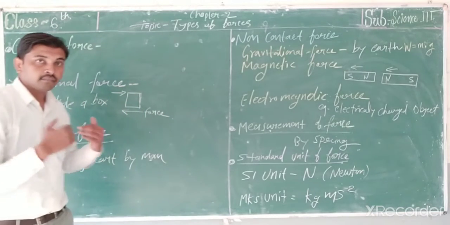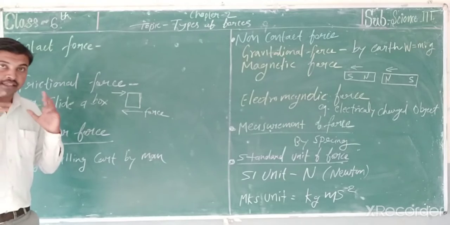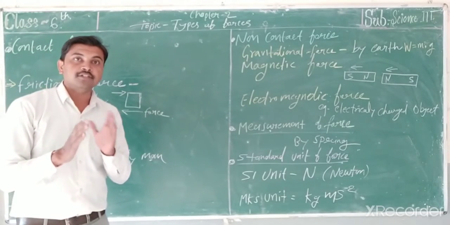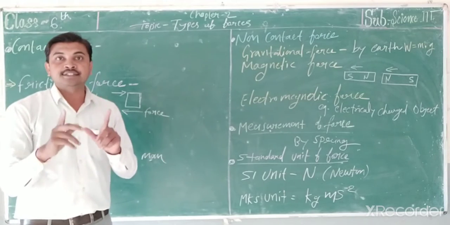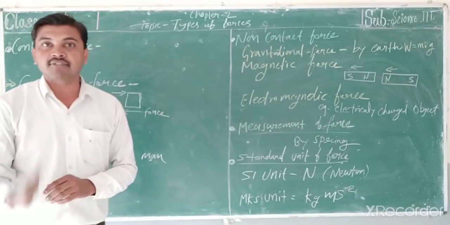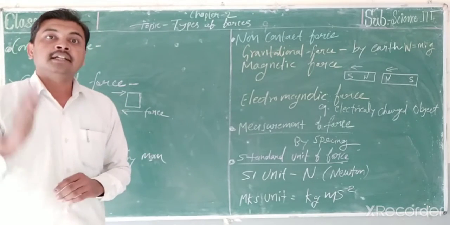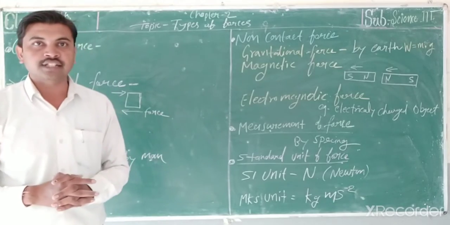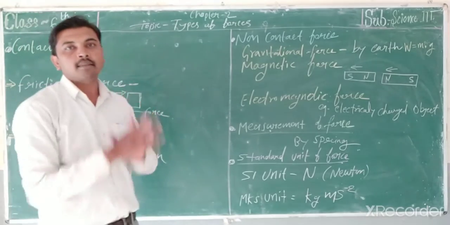So the surface of the ground on which we are sliding the box plays a very important role. If the surface is rough, then the frictional force is high, and if the surface is smooth, then it reduces the frictional force and we can easily slide the box.